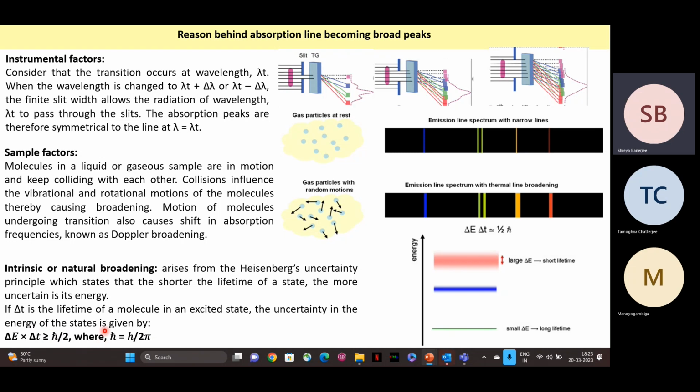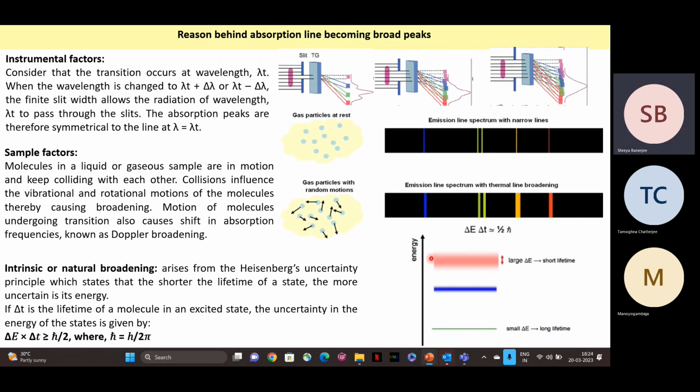H prime by 2, where h prime is h by 2 pi. So basically, delta E into delta T is greater than or equal to h by 4 pi, where h is the Planck's constant. So this is illustrated over here. The ground state has a very long lifetime. So if the lifetime delta T is long, then delta E must be short because h prime by 2 is a constant. If your right hand side is constant and delta t is long, then delta E must be short. That is why the energy of a ground state does not have any uncertainty.